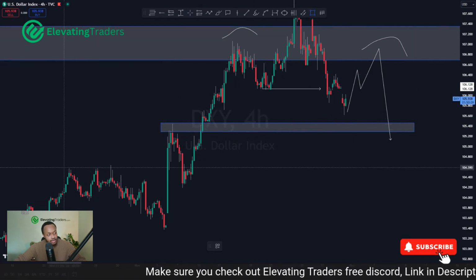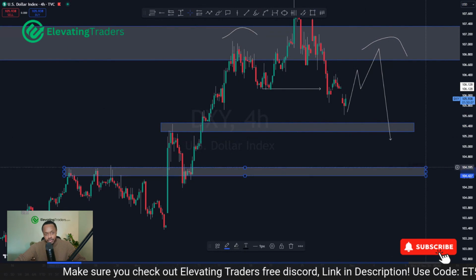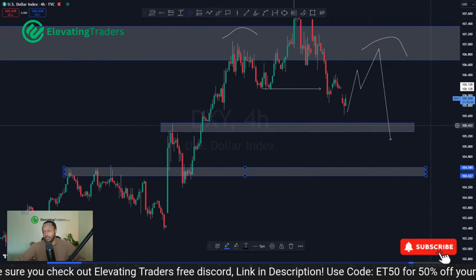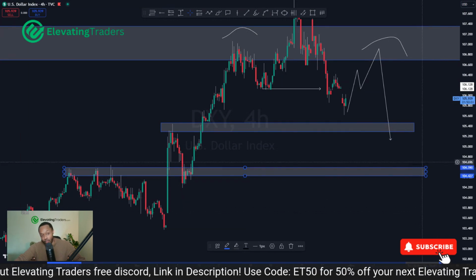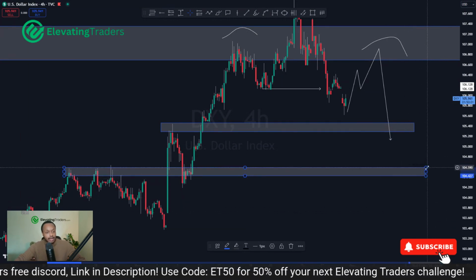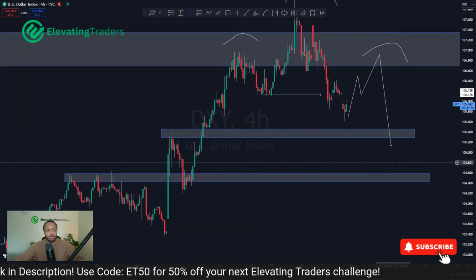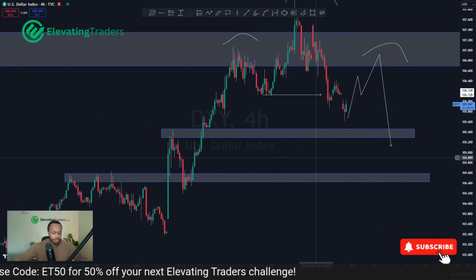And I do have this area here, which I'm looking at as well. So 105,400 first area I'm targeting, and 104,500 basically the second area. But yeah, I want to see a pullback first because we've seen some nice breaker structures across the board.